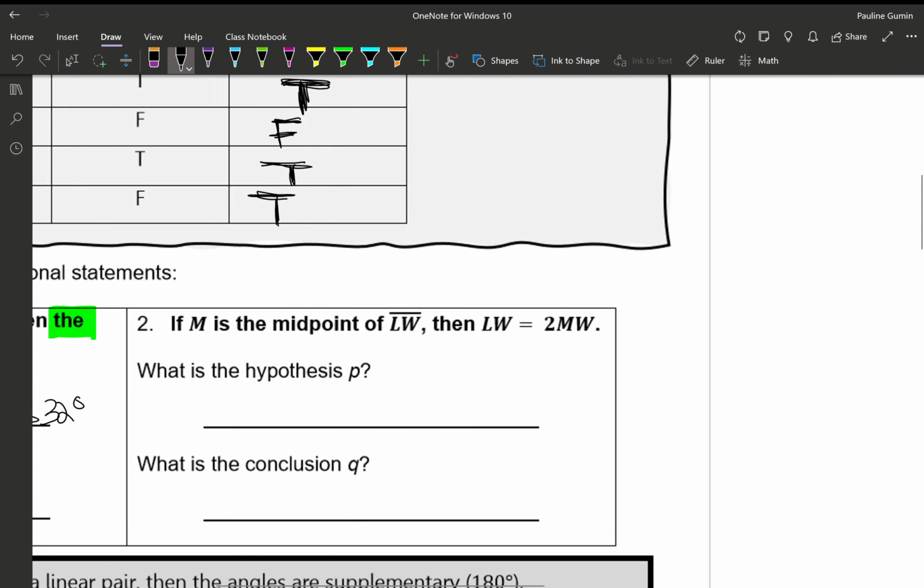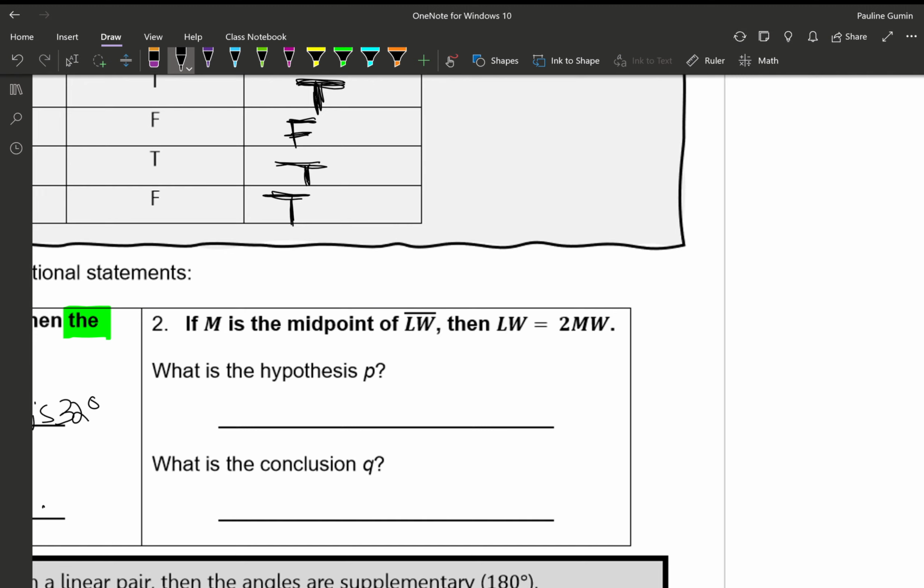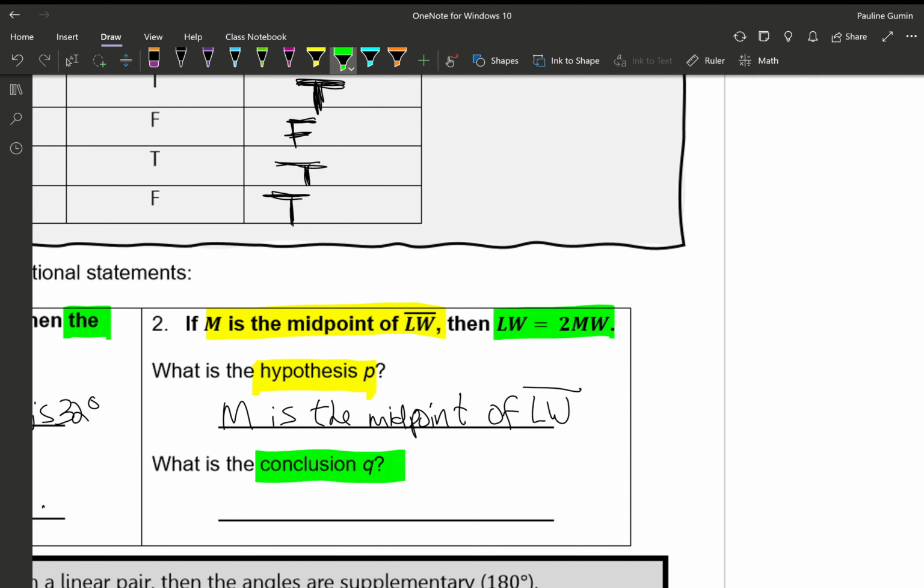Well, let's do the same thing for number 2. If M is the midpoint of LW, then LW equals 2MW. Let's take a look at the hypothesis. That's between the if and the then. So the hypothesis is M is the midpoint of LW. The conclusion happens after the then. So our conclusion is LW equals 2MW.